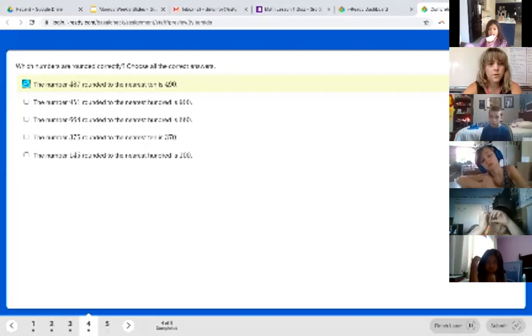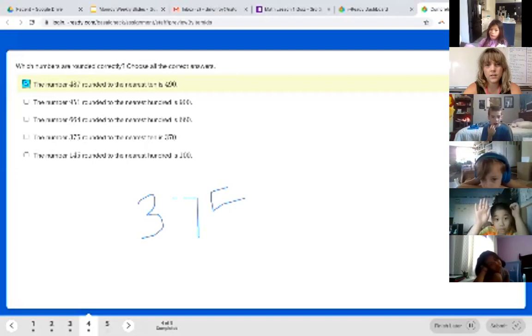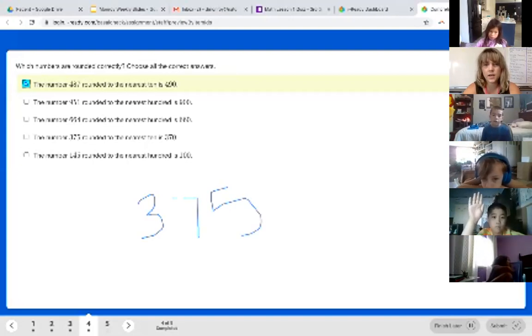Here we go. We've got 375 and we're rounding to the nearest 10. So this time, Taylani, what number's in the tens place? 1. 1, okay.